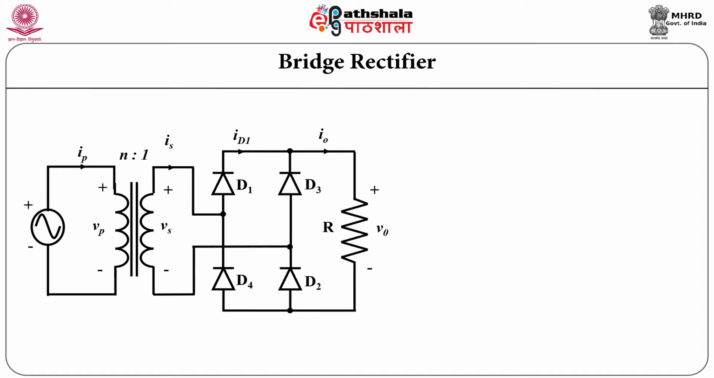Now we will see the third circuit, that is the bridge rectifier. In the bridge rectifier, a simple transformer is used, but two diodes are increased compared to the center tap configuration. There are four diodes connected in bridge form and the load is connected. Here the output ground is different and the secondary is different.